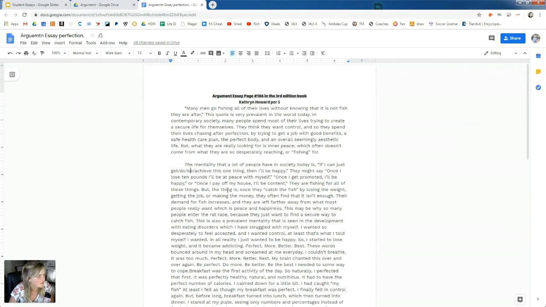They're fishing for all these things, but the thing is, once they catch the fish, by losing the weight, getting the job, or making the money, they often find that it isn't enough. Their demand for fish increases, and they are left farther away from what most people really want, which is peace and happiness. This may be why so many people enter the rat race, because they just want to find a secure way to catch fish.